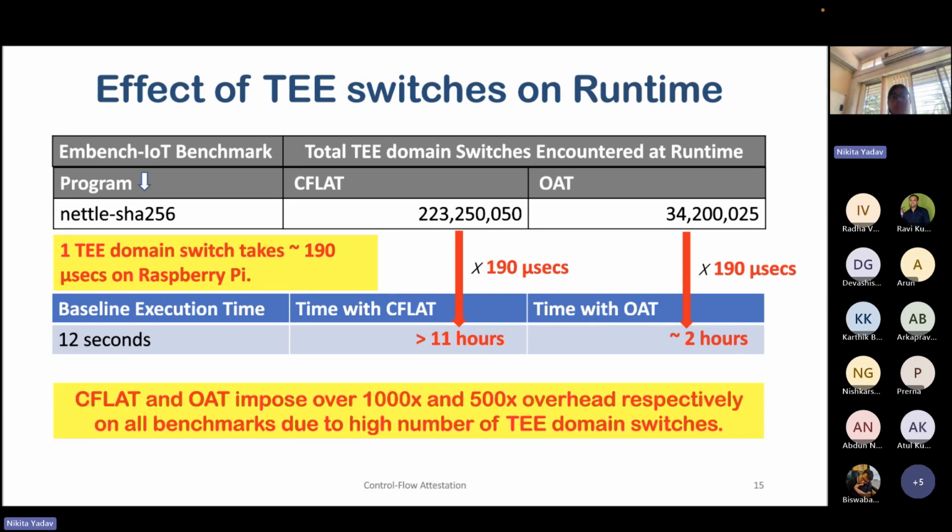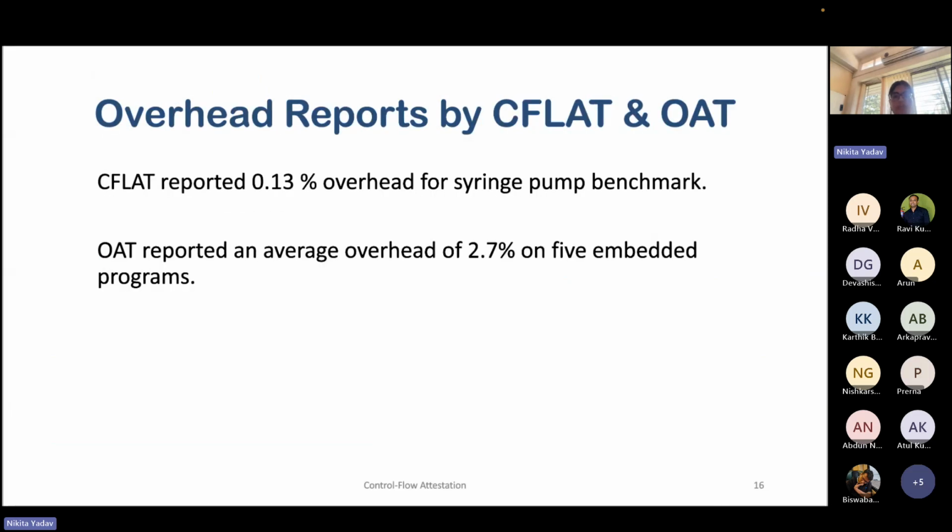So this shows that the C-FLAT and OAT approaches, and also the other prior approaches, impose a very high overhead on all the benchmarks, and the reason for this is the high number of TEE domain switches which are being made to record the path measurements in the secure storage. This is not evident from these prior works. If you read their papers, you'll find that C-FLAT reported only 0.13% overhead for the syringe pump benchmark, and OAT reported an average overhead of only 2.7% on 5 embedded programs.